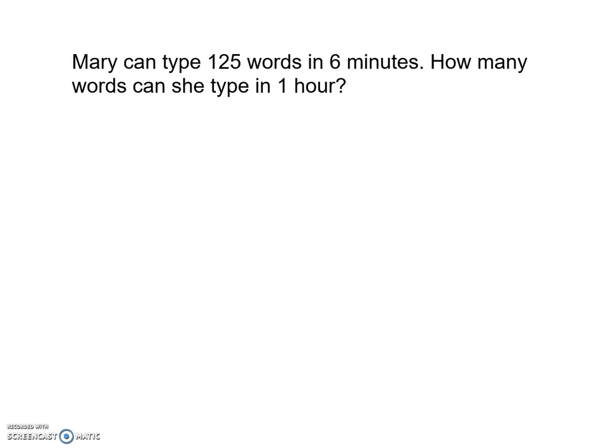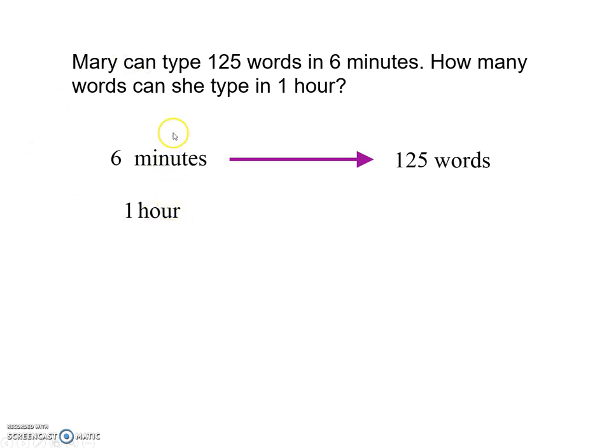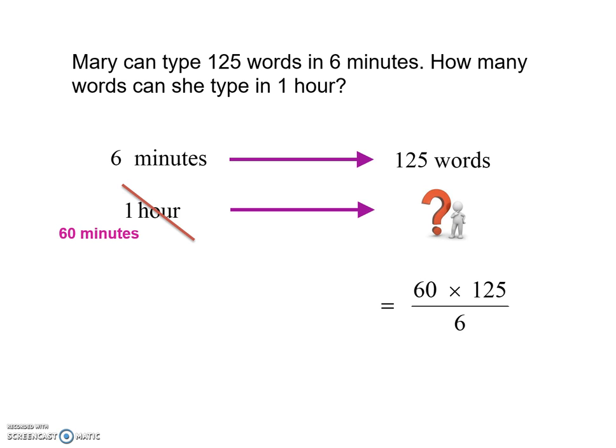Mary can type 125 words in 6 minutes. How many words can she type in 1 hour? So 6 minutes, 125 words. However, 1 hour, you can see that the units now are different. So you're going to have to change the 1 hour to become minutes. Alright? So we cancel the 1 hour, we just put 60 minutes. So 60, we multiply by 125, we divide by 6, which at the end gives you 1,250 words.